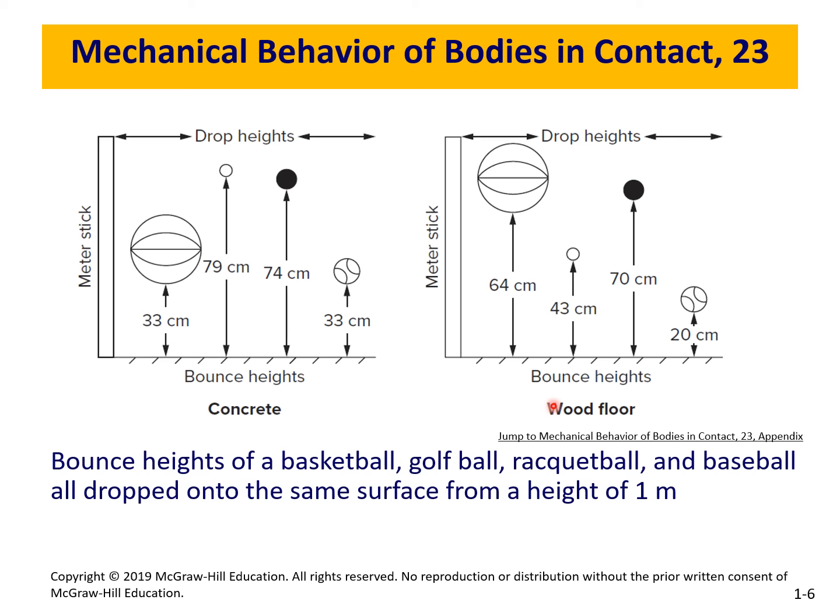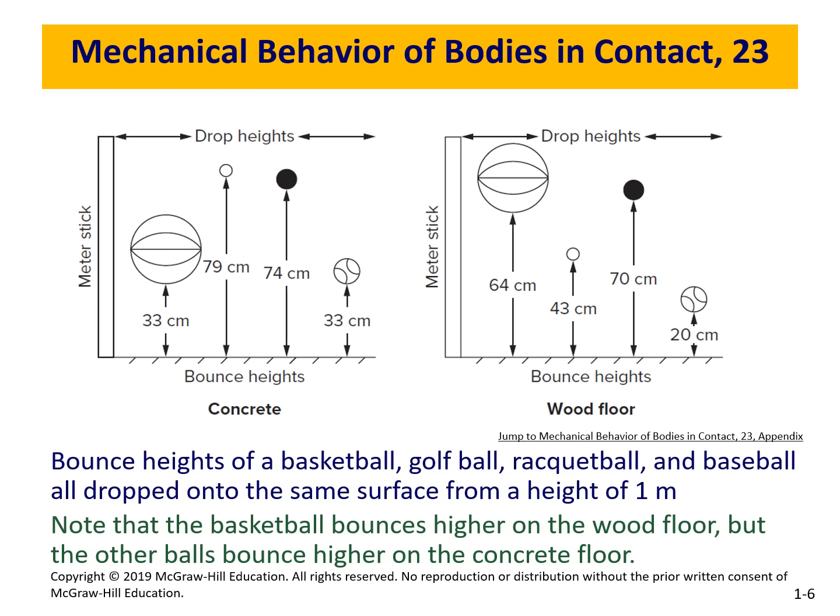Now, this is important for people who do design for sports and arenas, that you need to do these tests frequently. And the other thing is that the wood and concrete, because of continuous use, change their properties. So these tests need to be done continuously. Okay, note that the basketball bounces higher on the wood floor, but the other balls bounce higher on the concrete. So they have more elastic collision on concrete, except the basketball has more elastic collision on wood.